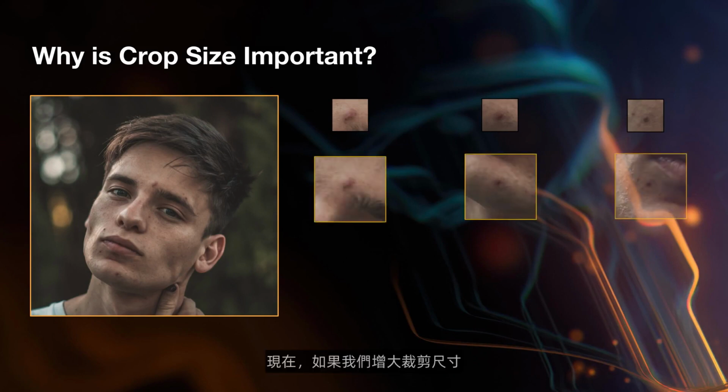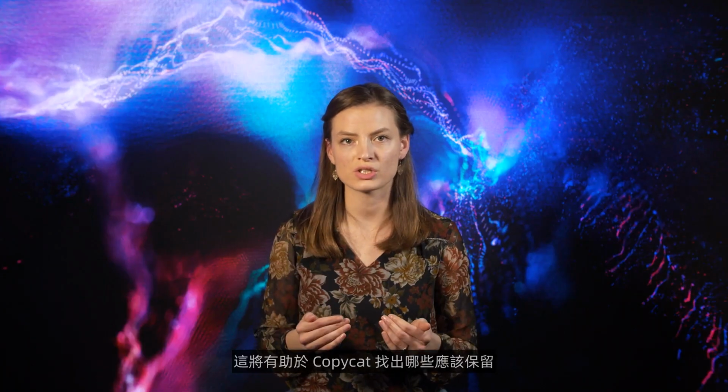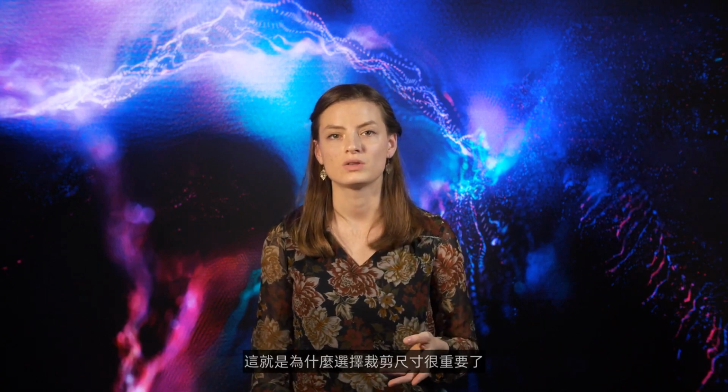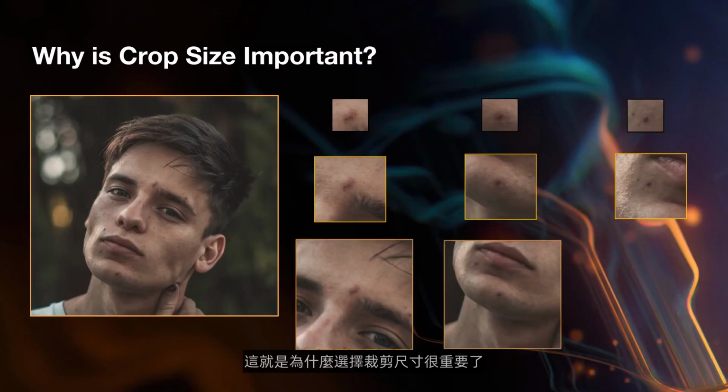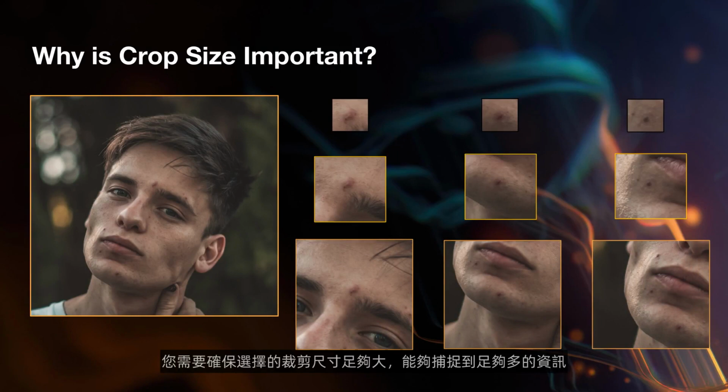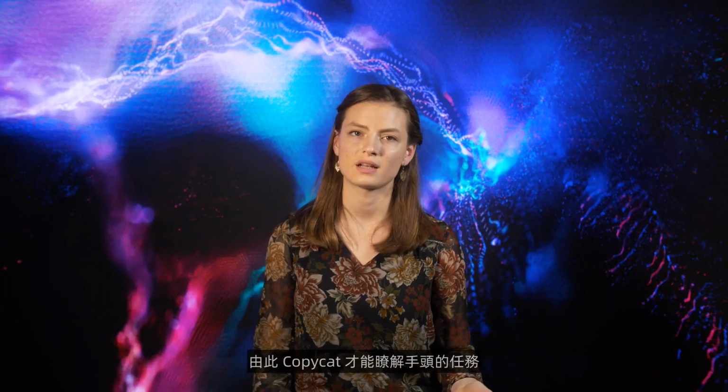Now, if we increase the crop size, you start to see that the crops are capturing more context and information around the blemishes that help CopyCat figure out which ones should remain untouched and which ones should be removed. That is why the choice of crop size is important. You need to make sure that the crop size selected is big enough to capture enough information so that CopyCat can learn the task at hand.